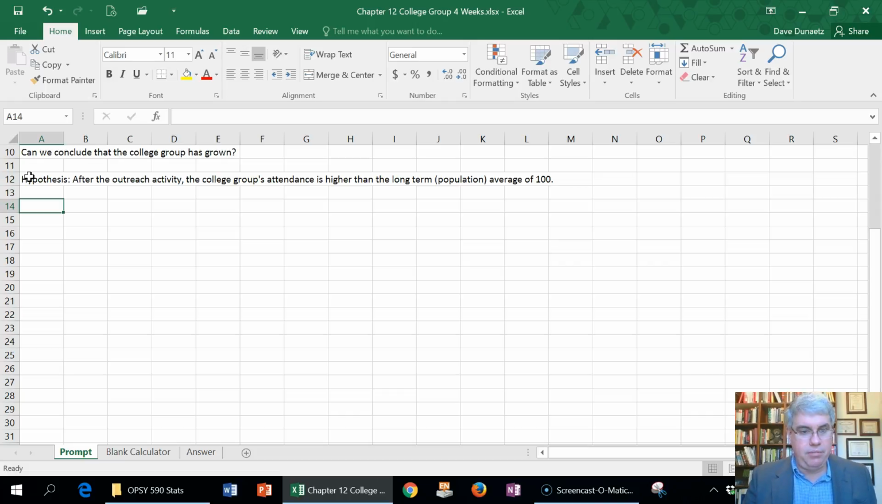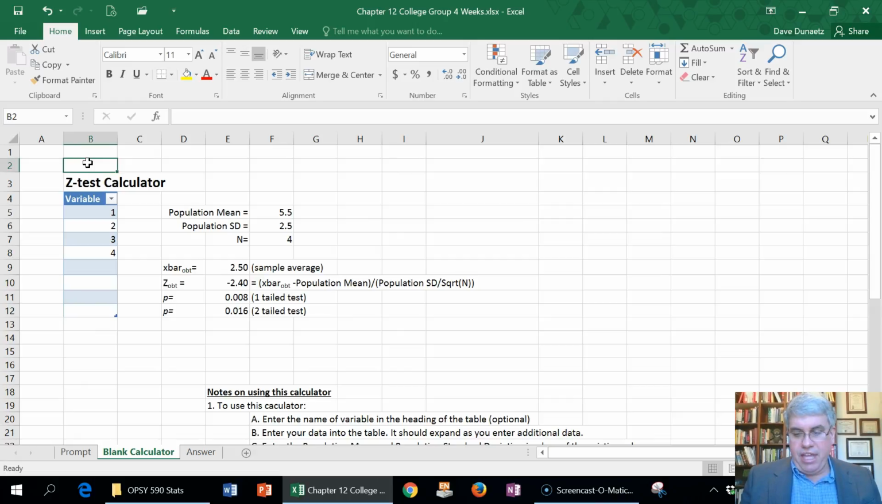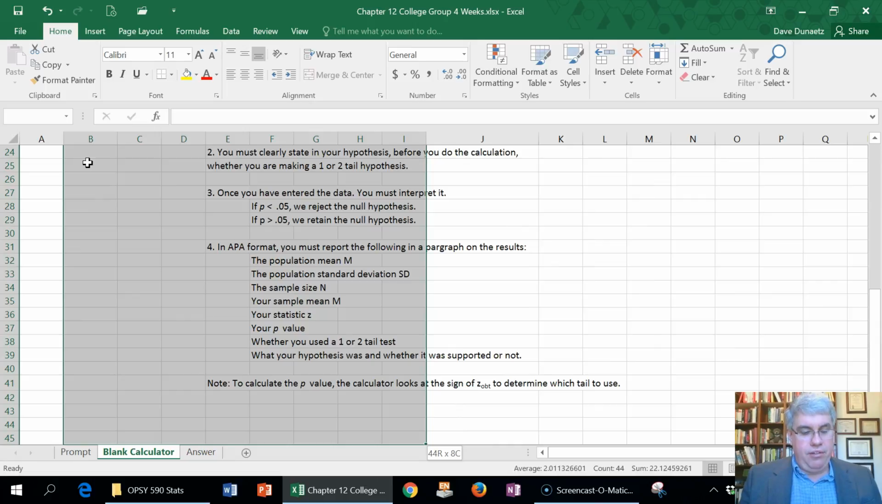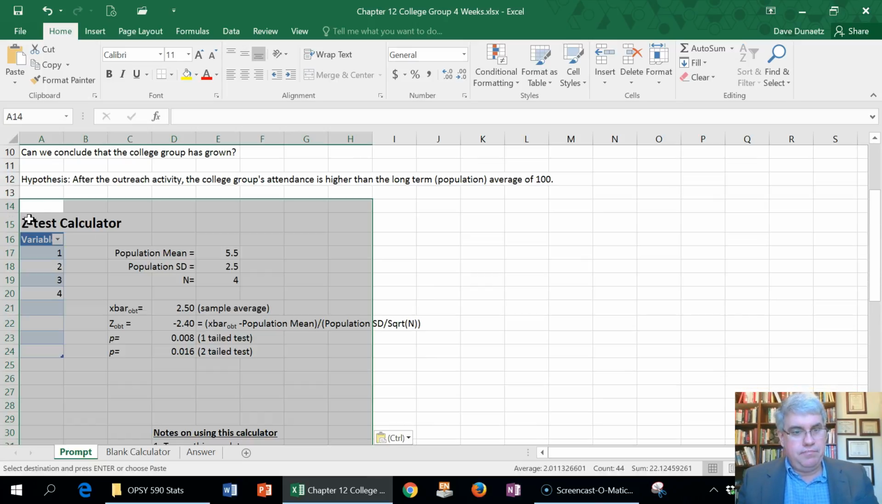And rather than doing the calculations by hand, we're going to use a z-test calculator. You can find z-test calculators online, or you can download the one that's in the link in this video. That's what I have over here. I am just going to highlight the area that I want to copy into my prompt here. When you download this, you could just type directly into the file and save it with a new name. Here I'm copying it into the prompt so it's all together.